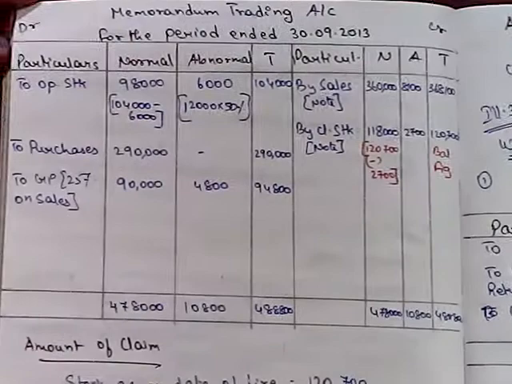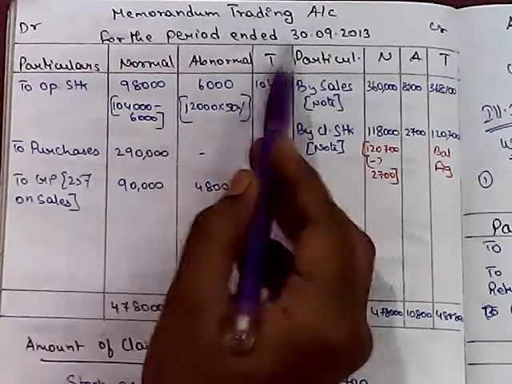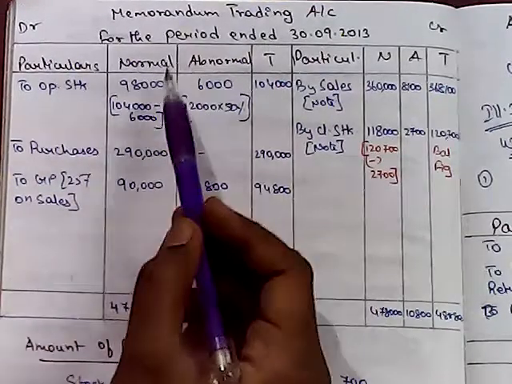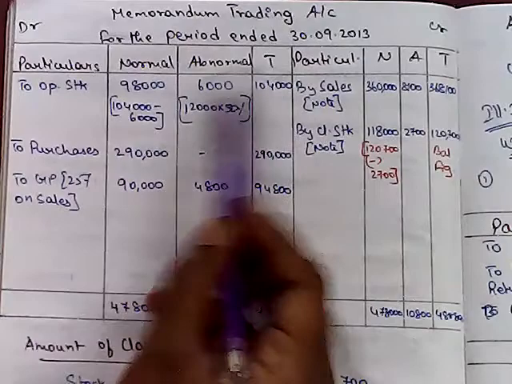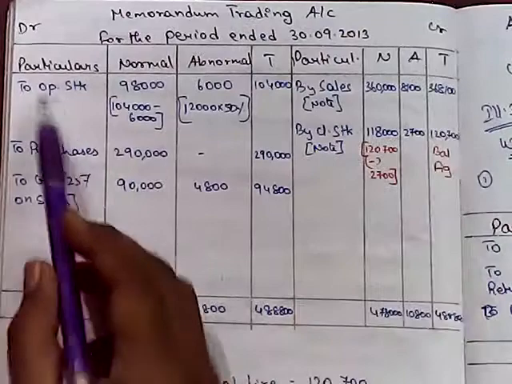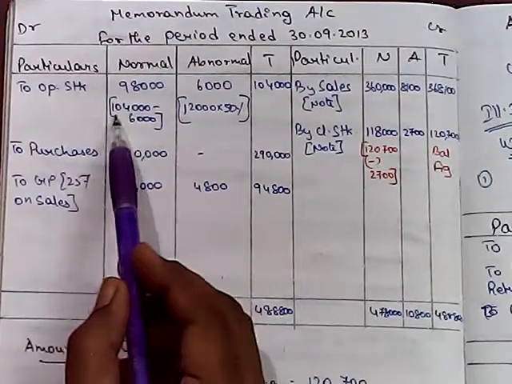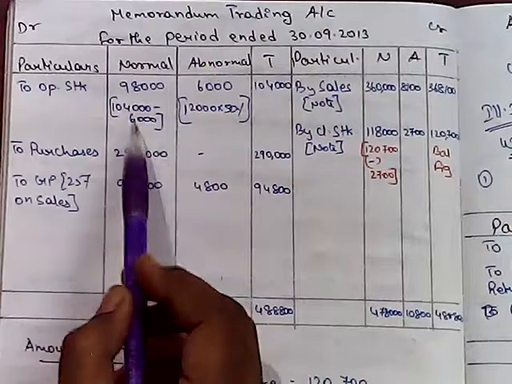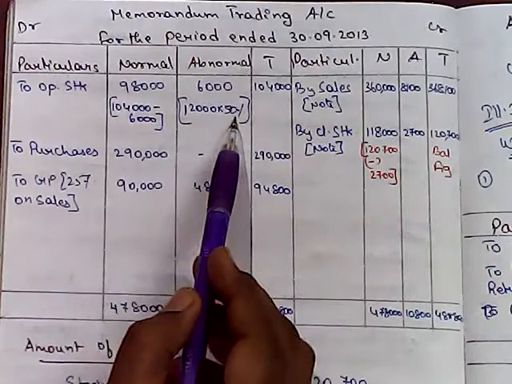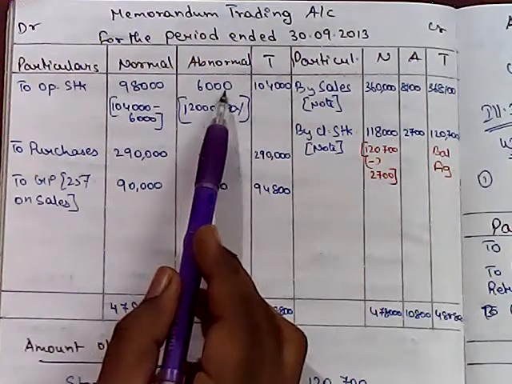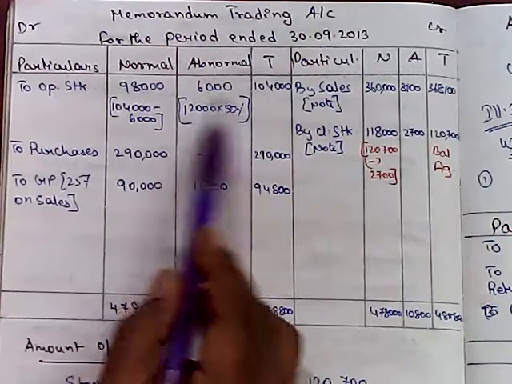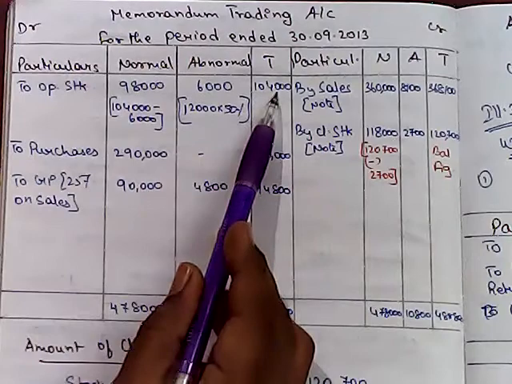Okay, now moving on to memorandum trading account. So for the period ended 30/9/2013, debit and credit. So we are just having normal, abnormal and total. T means total. Similarly, even in credit we have normal, abnormal and total. Okay, so debit side to opening stock, that is 1,04,000 minus 6,000, okay, which is 98,000, and abnormal will be 12,000 into 50%, which is 6,000. Okay, please read the question carefully. This is a very important problem. So the total is 98,000 plus 6,000, which is 1,04,000.